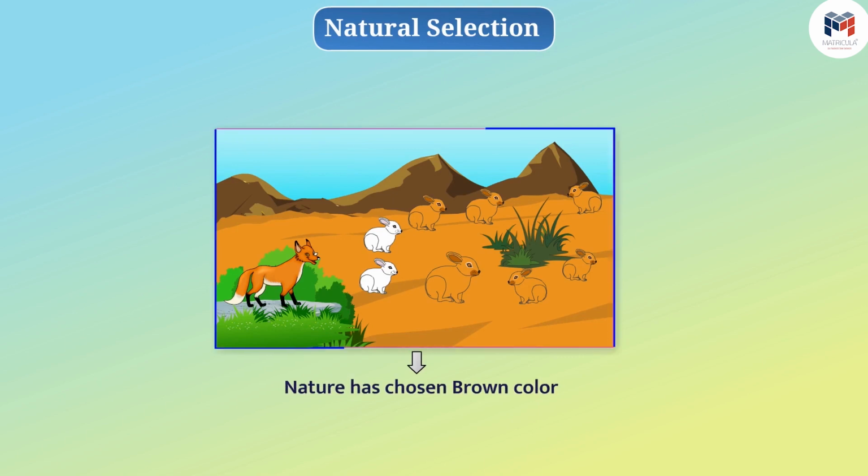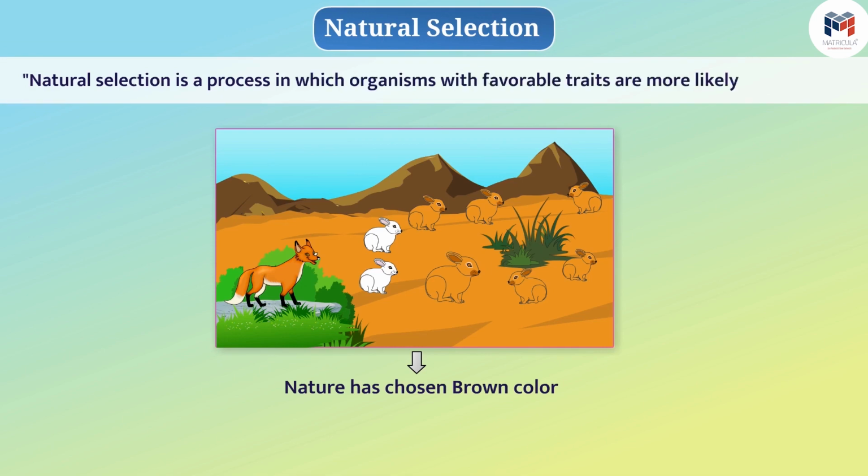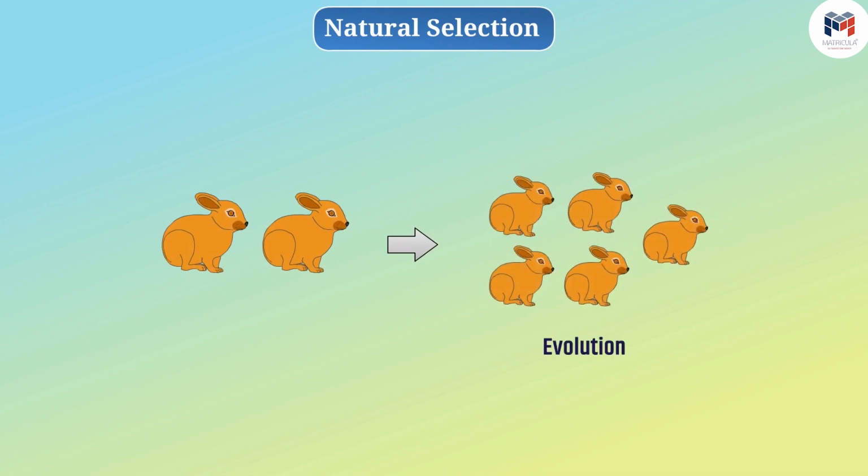Similarly, nature selects those organisms for survival and for reproduction which have the necessary adaptations to cope with the changing environment. That is what we call natural selection. Natural selection is a process in which organisms with favorable traits are more likely to survive. From this we understand that natural selection is taking the organism towards evolution.